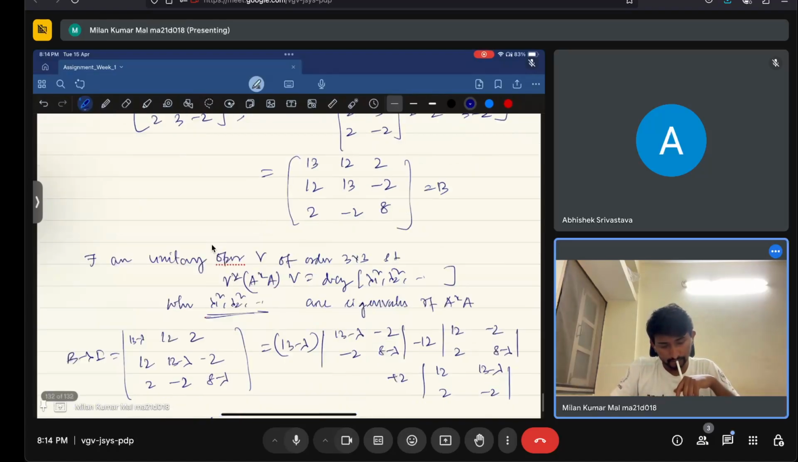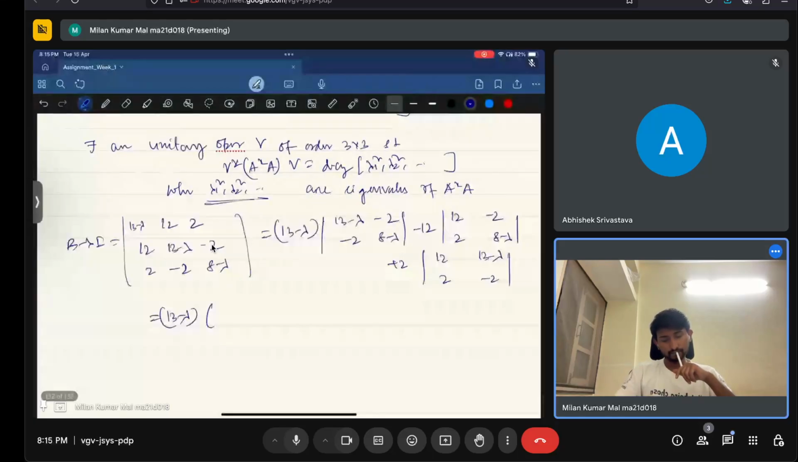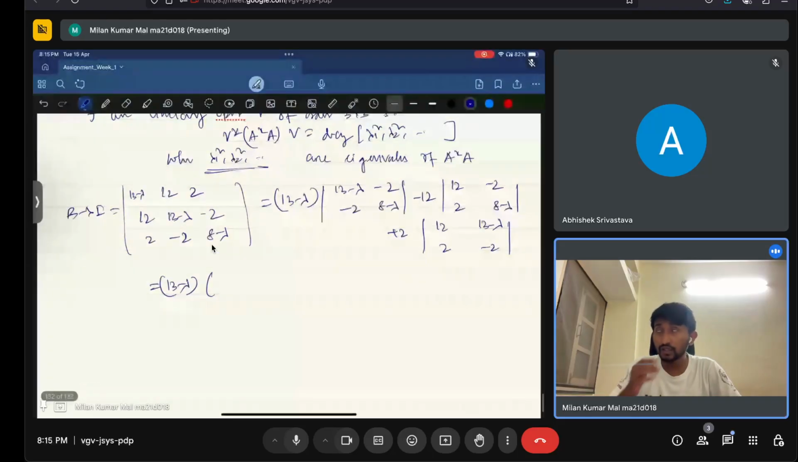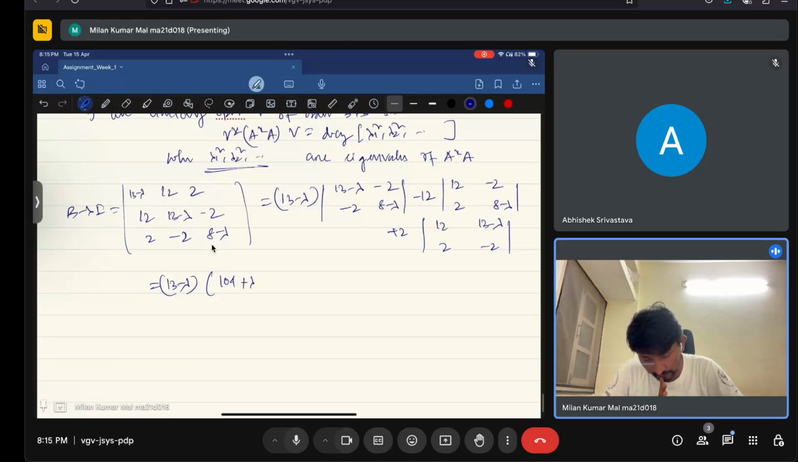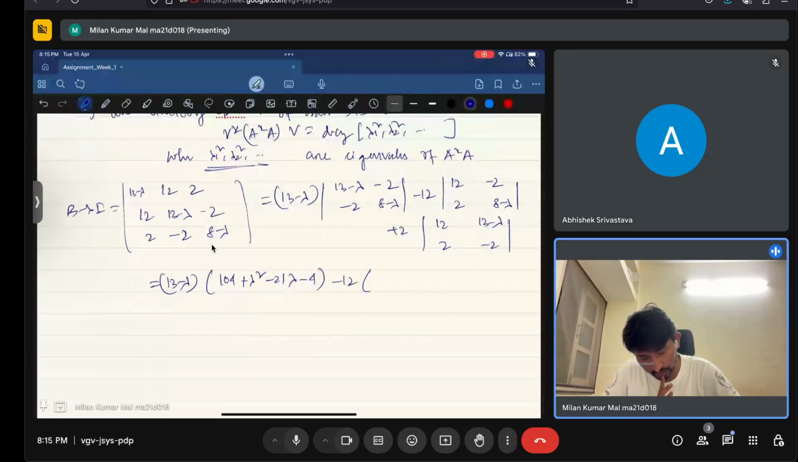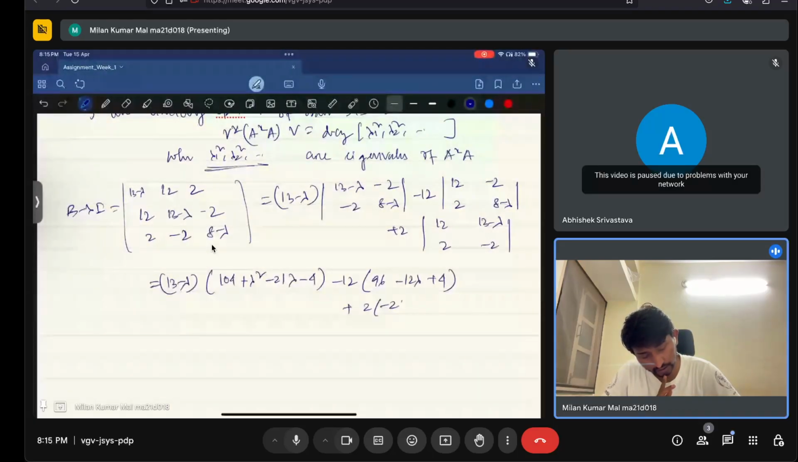Let's do it. This will be lambda squared minus 13 lambda minus 8 lambda, that is minus 21 lambda, plus 104 minus 4, minus 12 into 96 minus 12 lambda plus 4, plus 2 into minus 24 minus 26 plus 2 lambda, right?